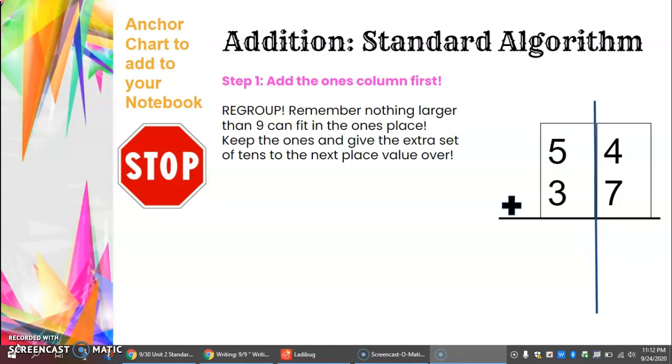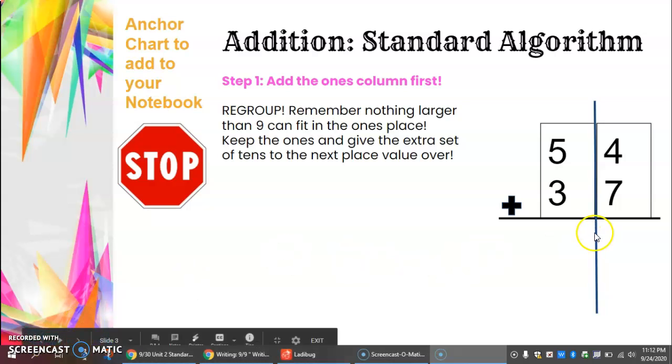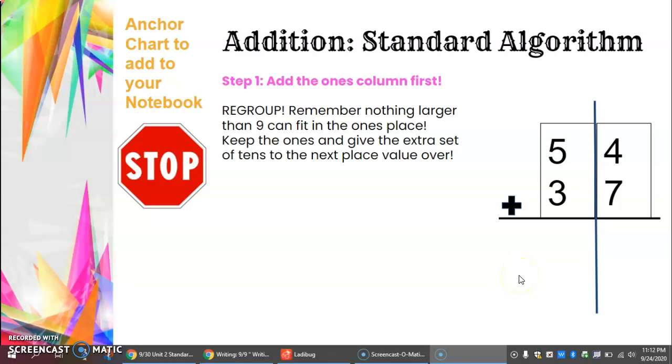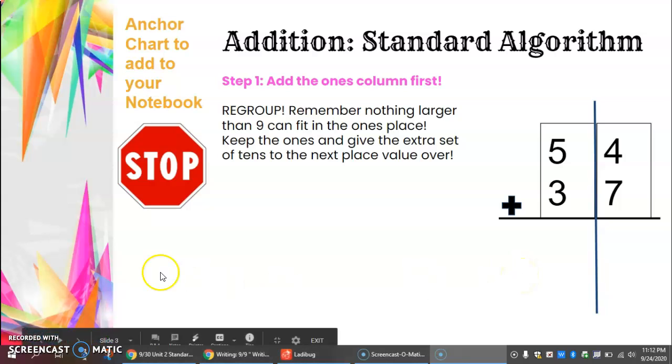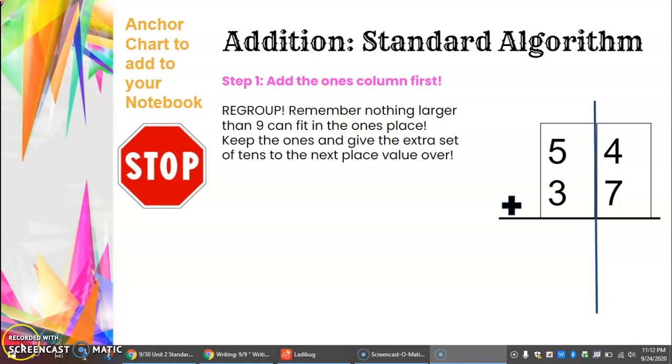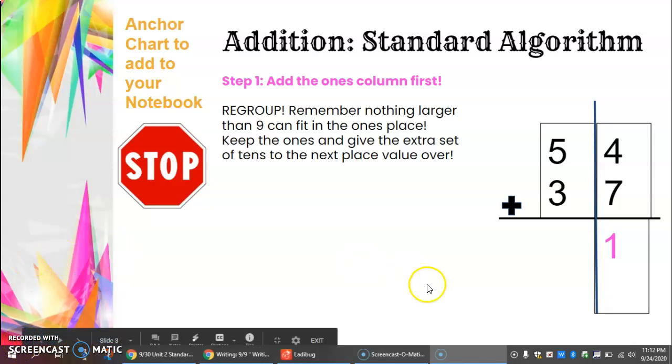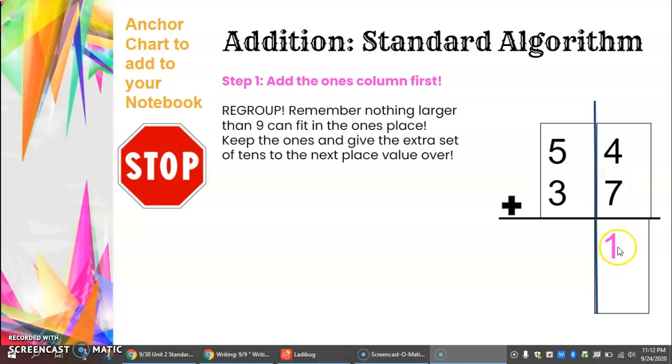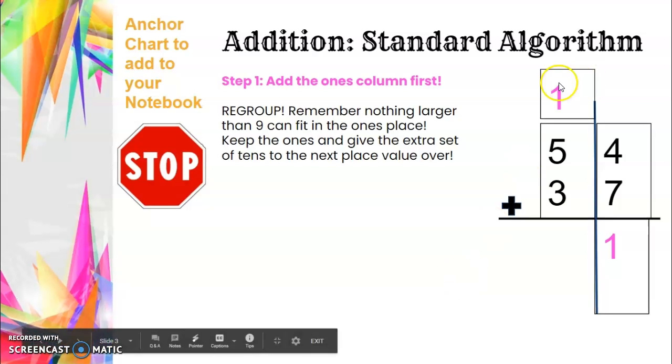So step 1, you add the ones column first. And the ones column are the numbers here on the far right. Regroup and remember nothing larger than 9 can fit in the ones place. Keep the ones and give the extra set of tens to the next place value over. So just like so, we add 4 plus 7. I can't put both digits on the right side, so I'm going to have to regroup.